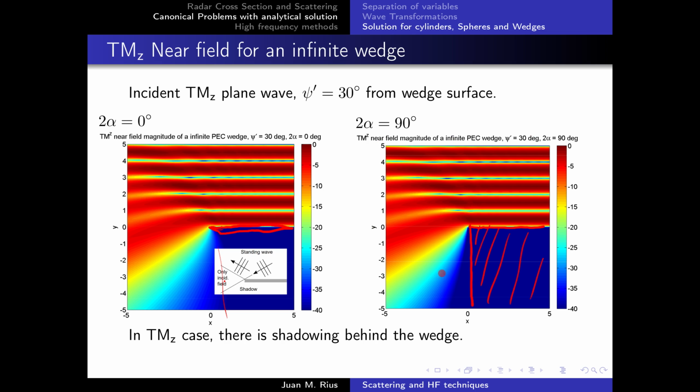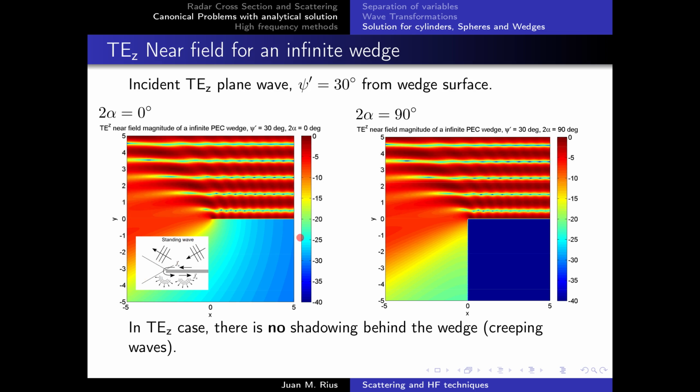Then we have the area here with only incident field, the transition to the shadow region here, and this is not shadow because this is the wedge. The wedge has an inner angle of 90 degrees, so this is a perfectly conducting object. This is metal, perfect conductor, so zero fields here. Here we have zero fields, almost zero, due to shadow, and then we have the transition to the region with the incident field.